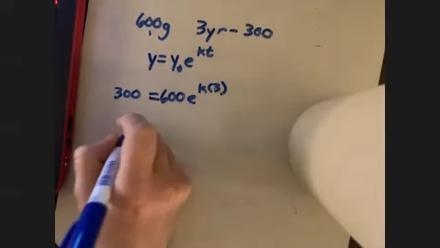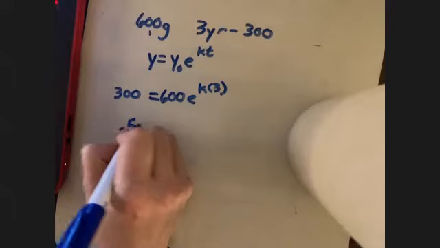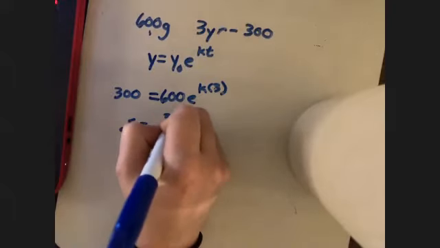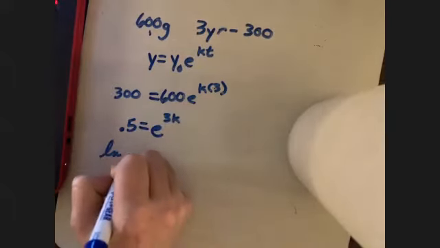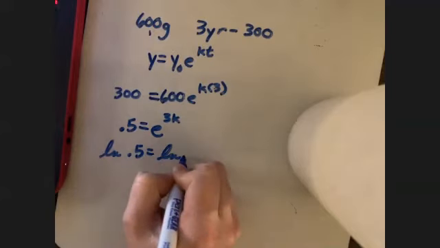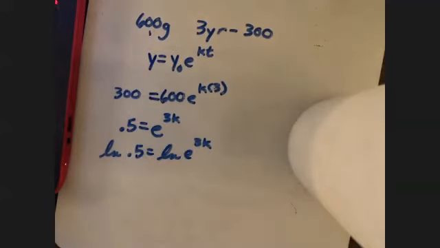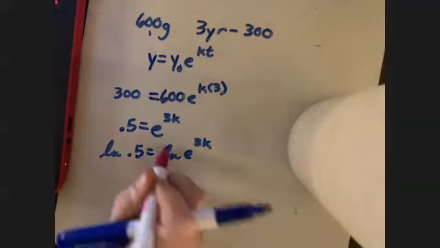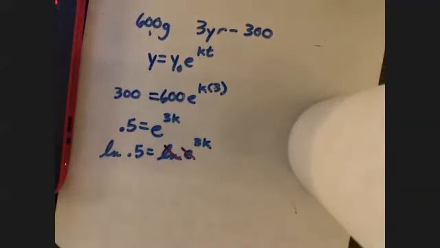So dividing underneath, we're going to have 0.5 equals e to the 3k. We're going to take natural log on both sides. And guys, you should start to realize that we are following some of the same steps every time we're doing these.